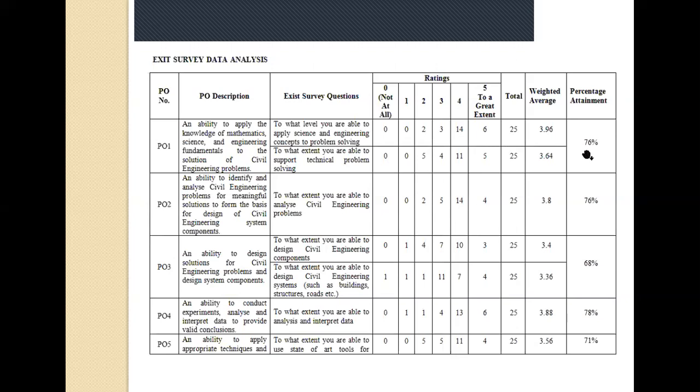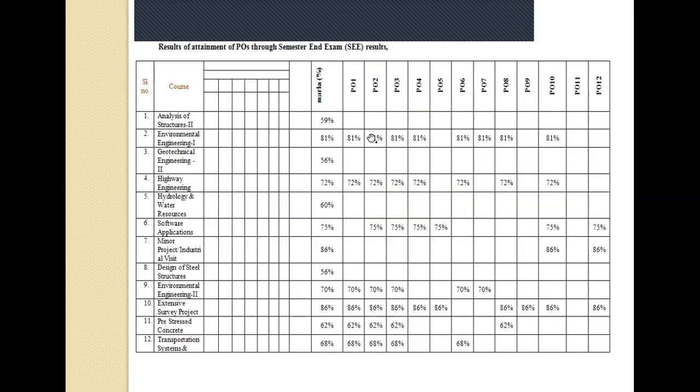So on a 4-point scale, how much the student has obtained with respect to the PO is 76%. It is quantified to percentages. So all are being quantified to percentages. So 76% for PO2, like this. Here, the different POs' attainment process, the PO percentage with respect to the exit survey, are being computed here.